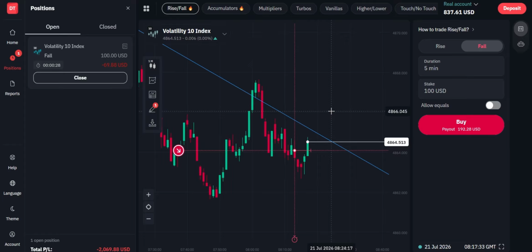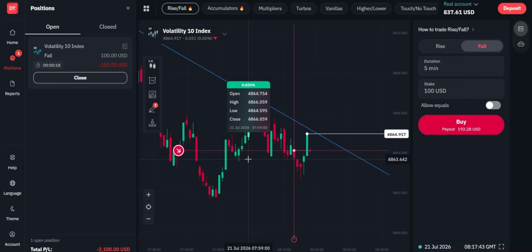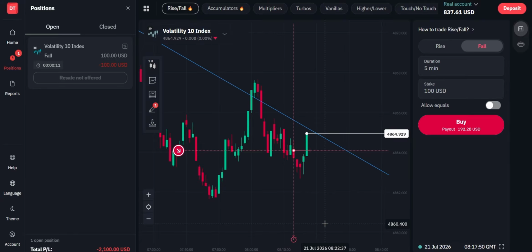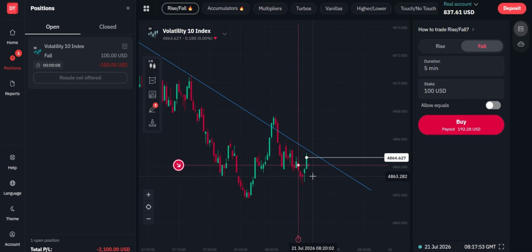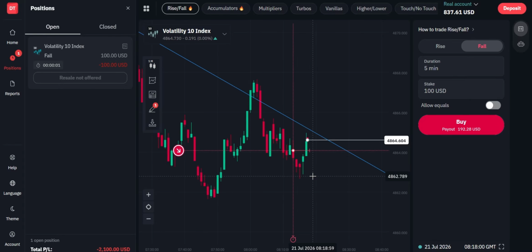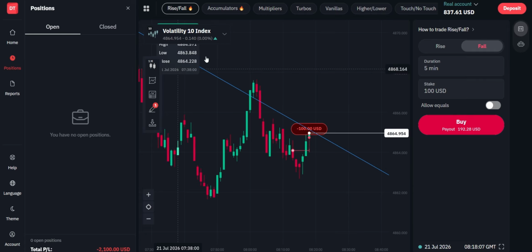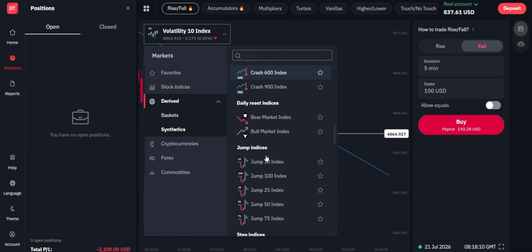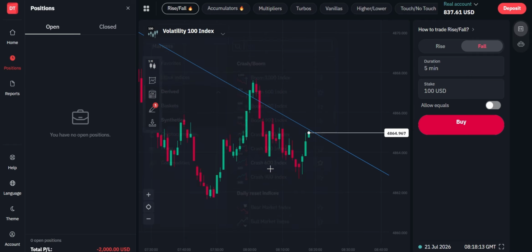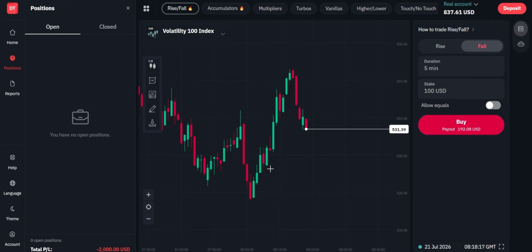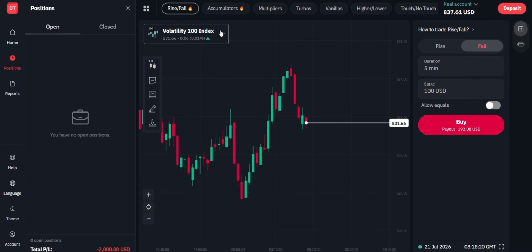Let's see. Okay, so I think I will lose this trade. Yes, there are so many chances. I'm going to lose this trade because very few seconds are left. Okay, no problem. I will find another opportunity and I will trade. So, all right, I lost this trade. Loss is a part of the game in forex trading, in binary trading. So let me show you another opportunity.